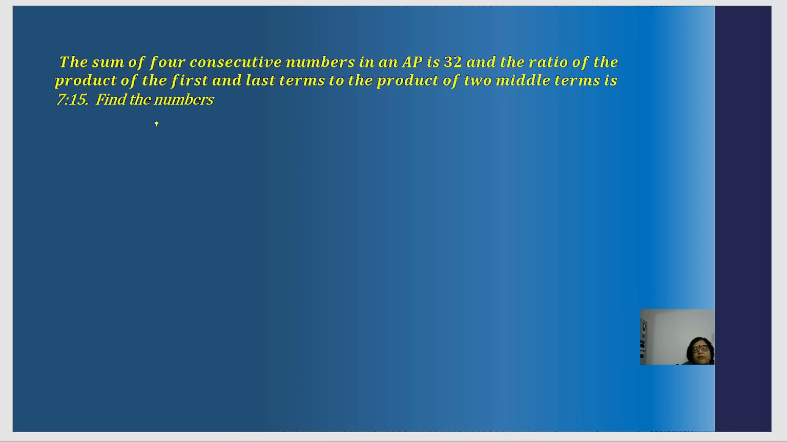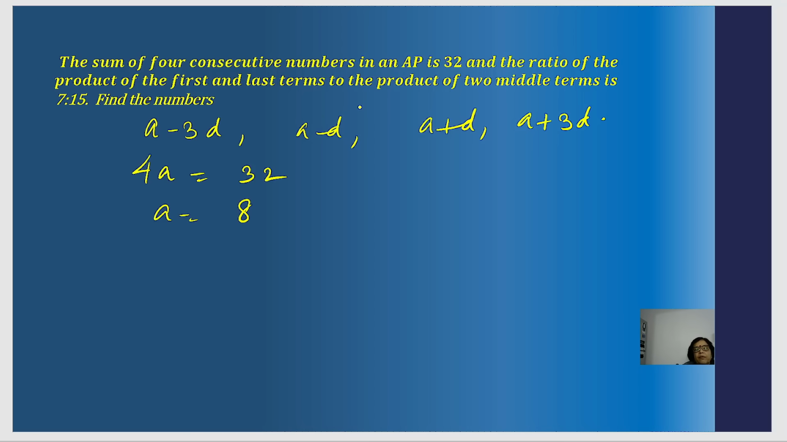So whenever we get 4 terms, we can take the sequence as a minus 3d, a minus d, a plus d and a plus 3d. So if we take the summation of this, automatically we'll get here 4a is equal to 32. That means a is equal to 8. So we get the value of a is 8.